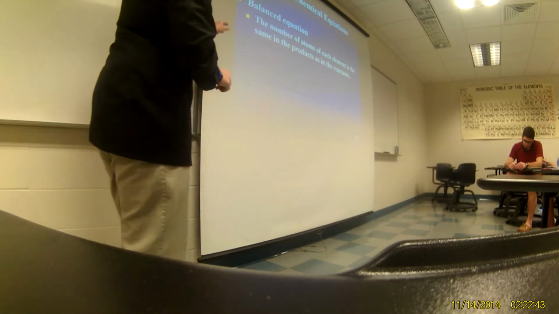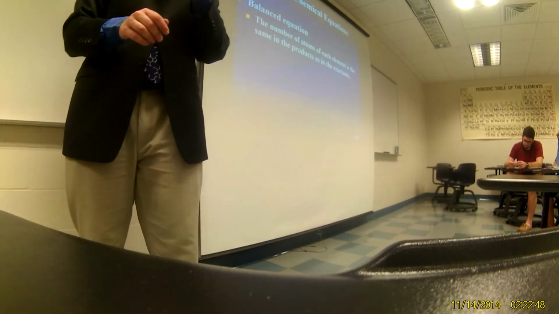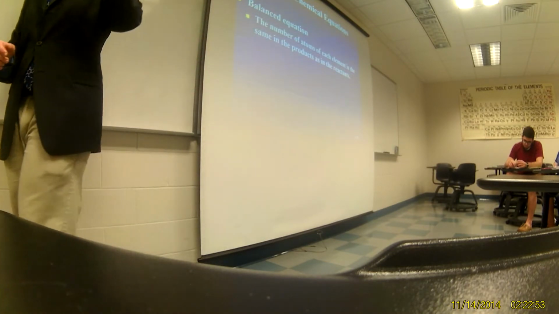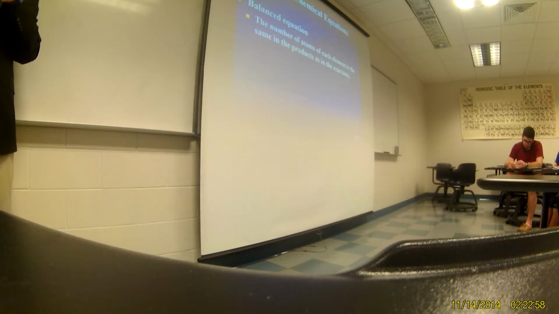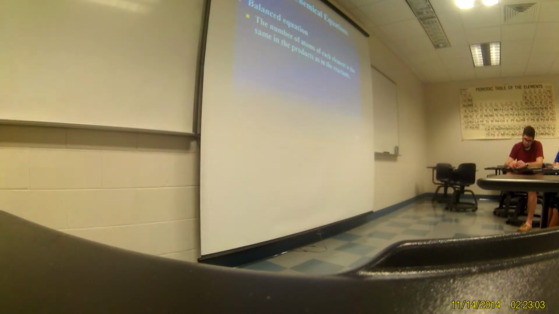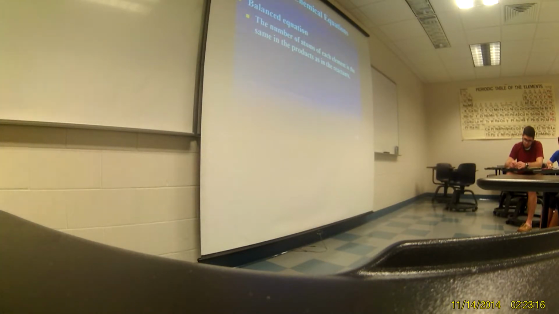A balanced equation means that you have the same number of atoms of each element in the reactants as you have in the products. In our class, in any sort of general chemistry class, you are not going to create elements, you're not going to create atoms, you're not going to destroy atoms. If you start with 6 oxygens, you better end with 6 oxygens. They may get rearranged so that they're bonded to different things, but you have to end with the same number of each element that you started with.